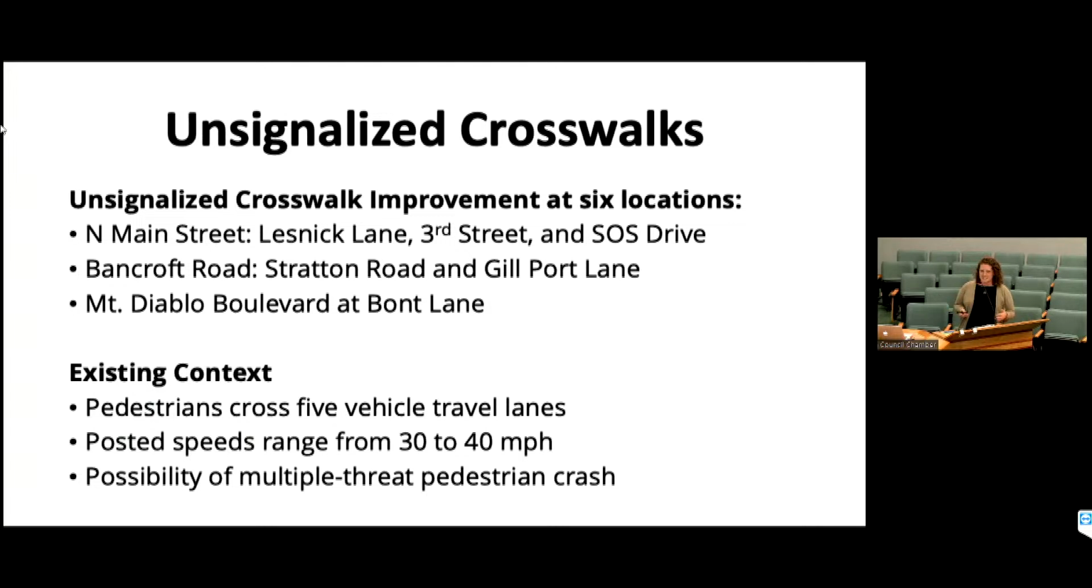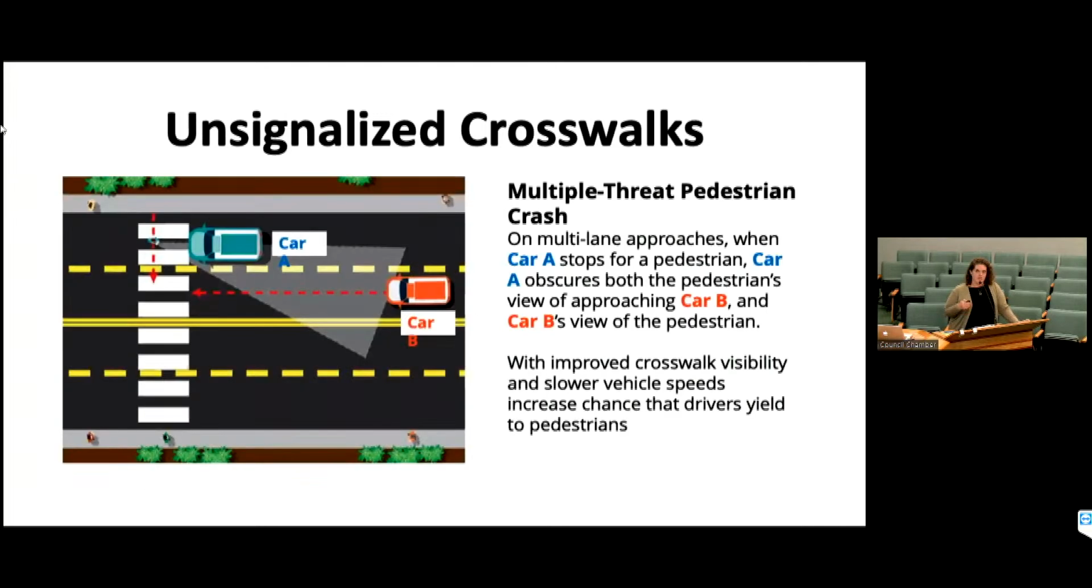So of these 6 locations, there's a lot in common here. We have 5 lanes of travel, with that 5th lane being either a 2-way left turn lane or a dedicated left turn lane. Each of these roadways have speeds of 30 to 40 miles per hour, and that's the posted speed, so keep in mind that drivers may be going the posted speed, or more or less. And then each of these, just on those 2 characteristics, there's this possibility of a multiple threat pedestrian crash. So going over what that is.